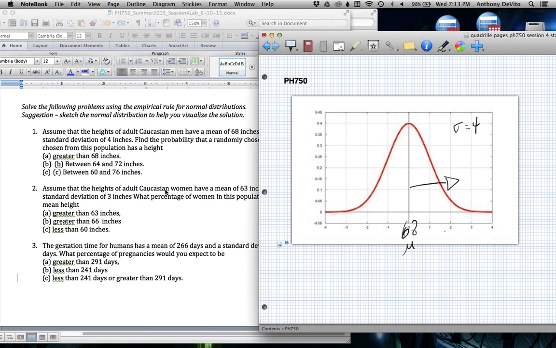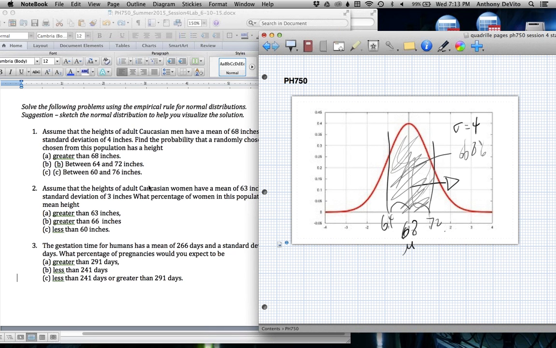Is 50%. Probability that a randomly chosen individual will be between 64 and 72 inches. What's the probability that they'll fall in that range if you randomly choose someone? How many standard deviations below is this? 1 below and 1 above. So what's the area in there? 68%. Good, guys at home are getting this too.